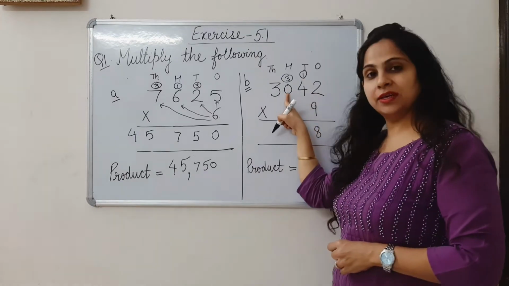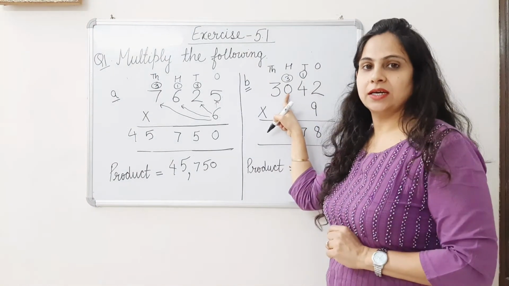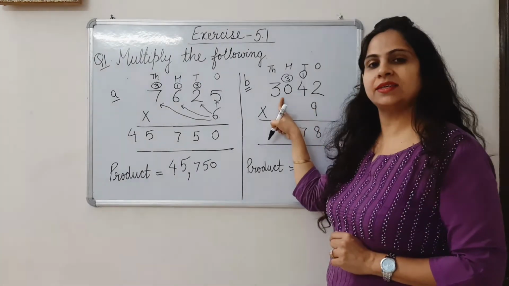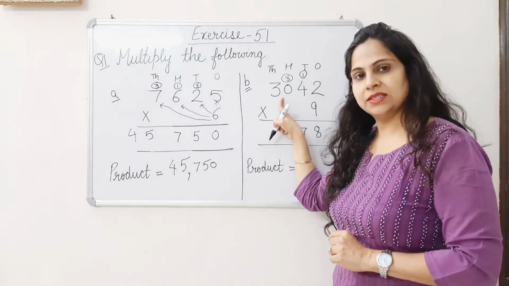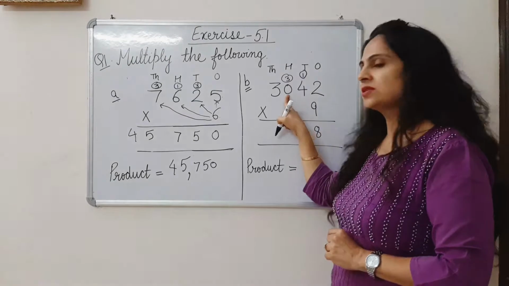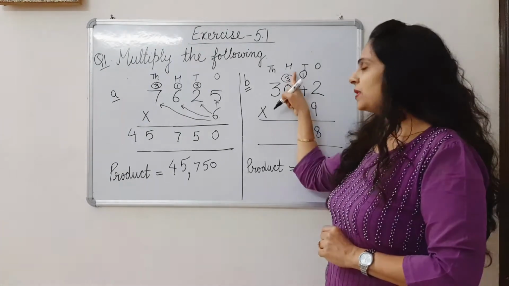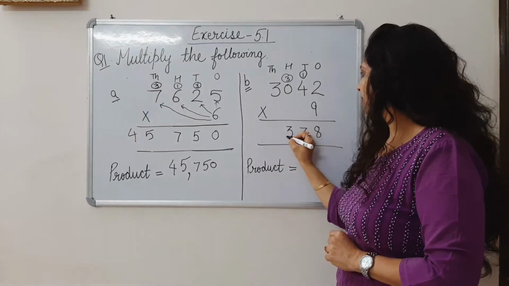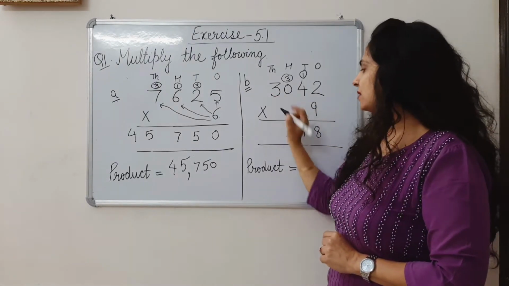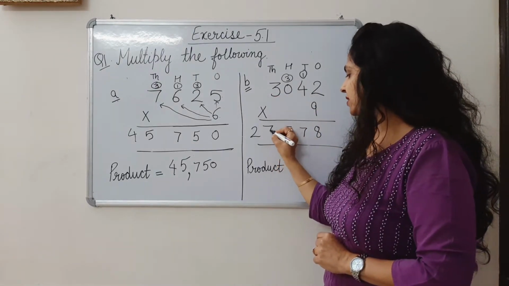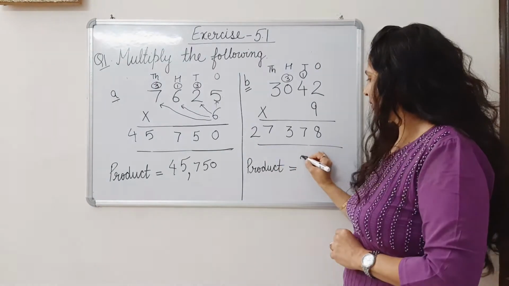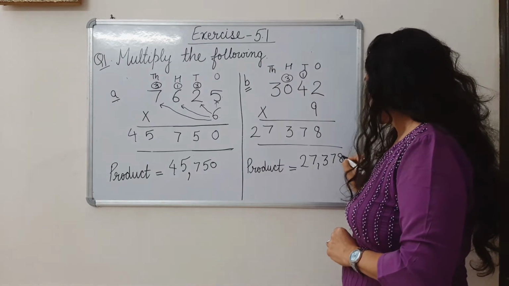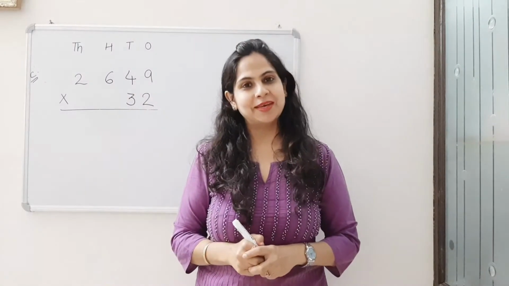9 multiplied by 0. This is one of the properties, that is called the zero property. When we multiply any number by 0, we will get the result 0. So 9 zeros are 0, but 0 plus 3 is 3. Okay. Next is 9 3s are 27. So our product is 27,378.